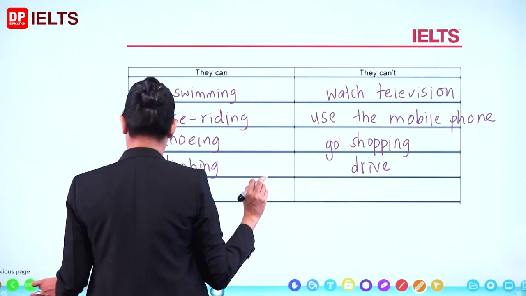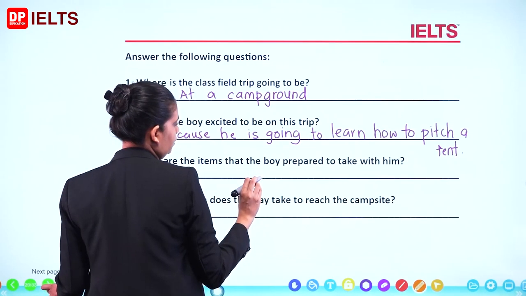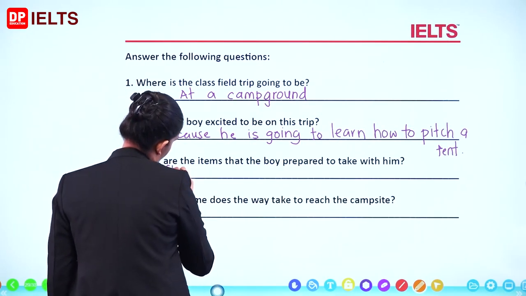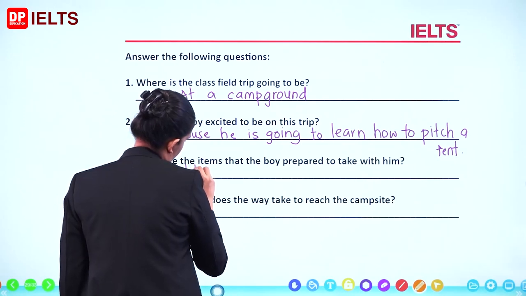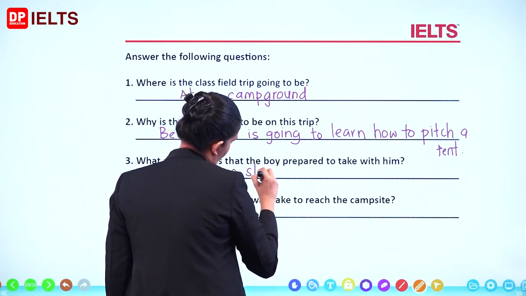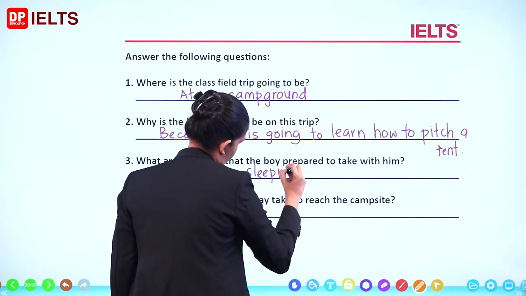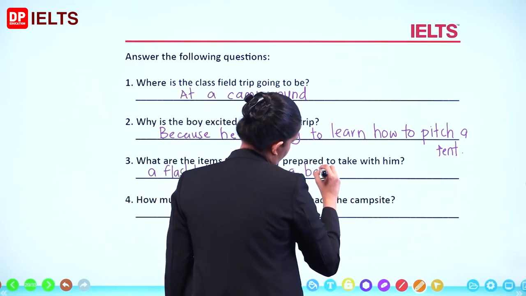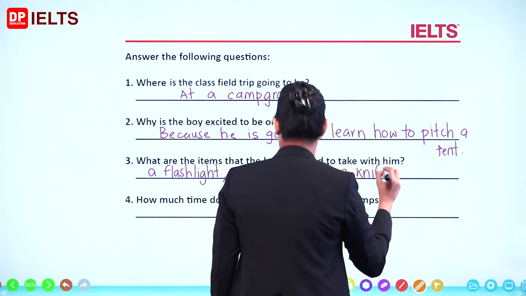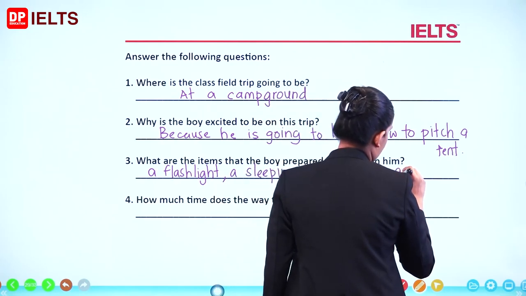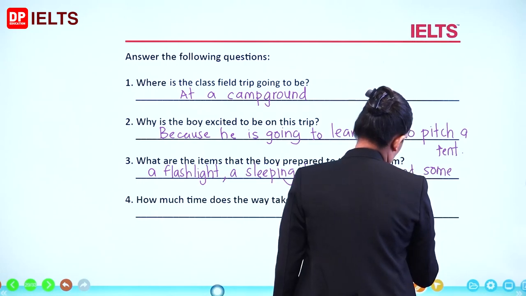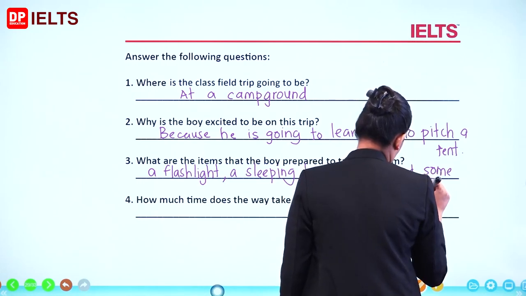Okay? So let's write it down. A flashlight, a sleeping bag, a knife, and some dried food.